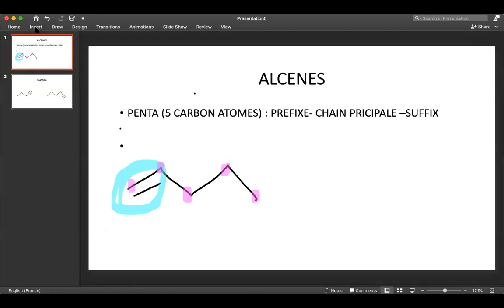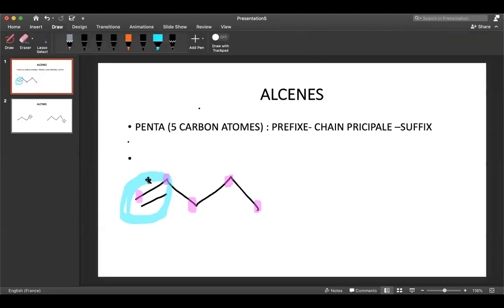At position number 1, this is where the double bond is starting from. At position number 1. So when you're naming it, where is this?